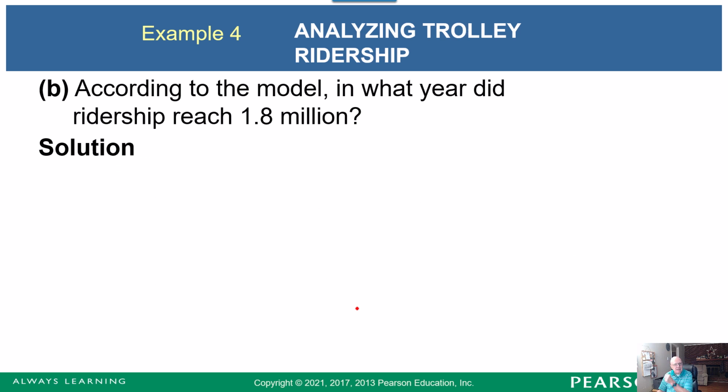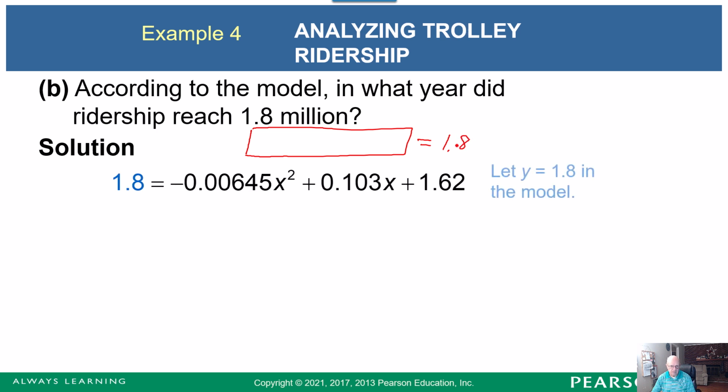Second part of the question is, when do we expect it to hit 1.8 million? So you take your original formula and you say, when is that 1.8 million? So put the 1.8, and there's your formula. And we've got a quadratic equation. No big surprise. And notice you've got decimal fractions here. You're not going to factor that. No way.